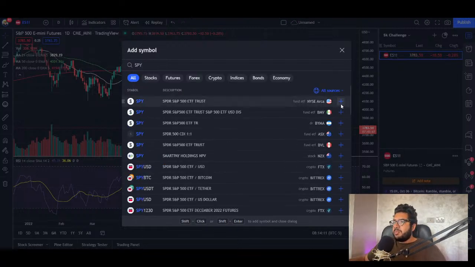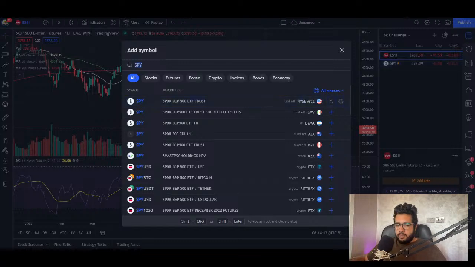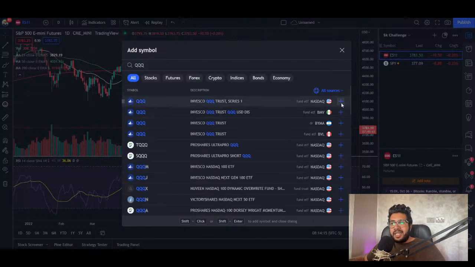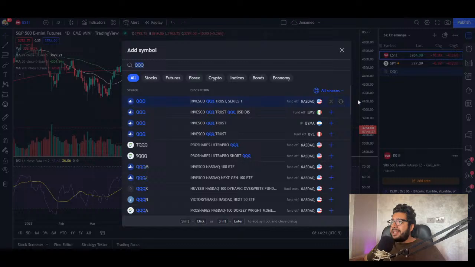So I'm gonna load up the SPY, right? I'm gonna load up QQQ here. This is the tech ETF. It's very important. SPY is heavily weighted by tech stocks, so we're gonna add this here as well.